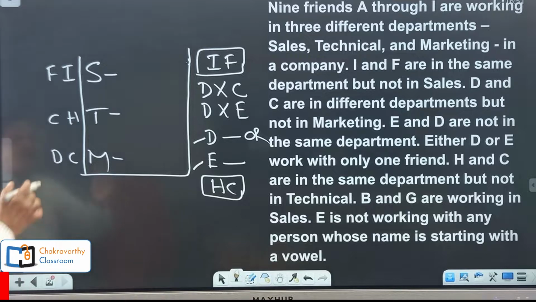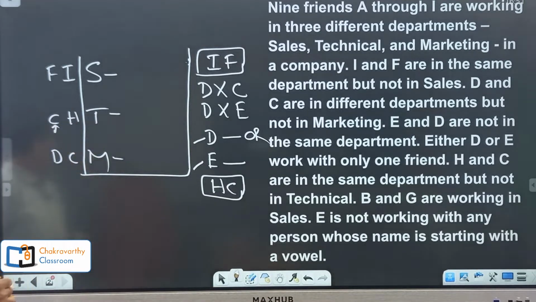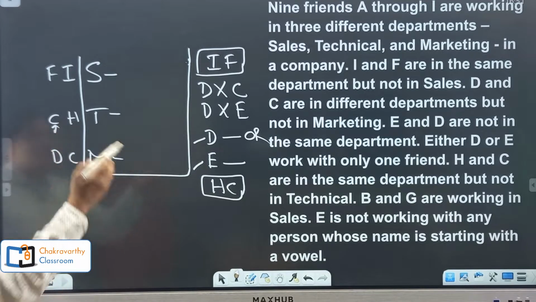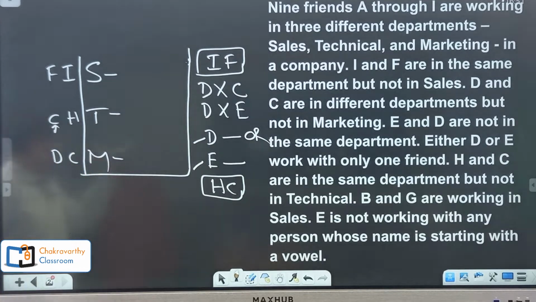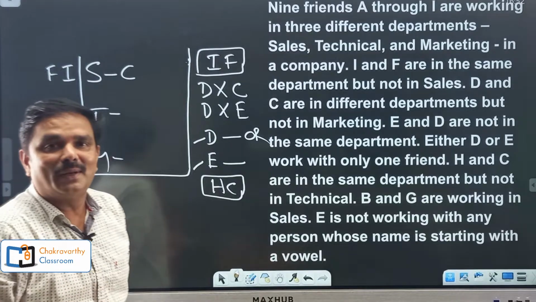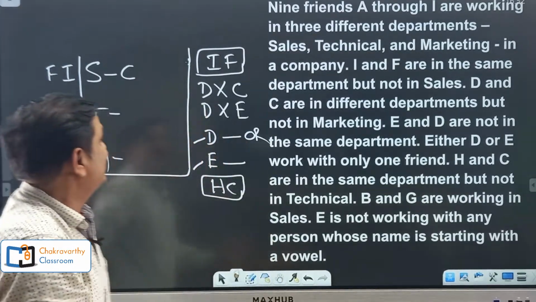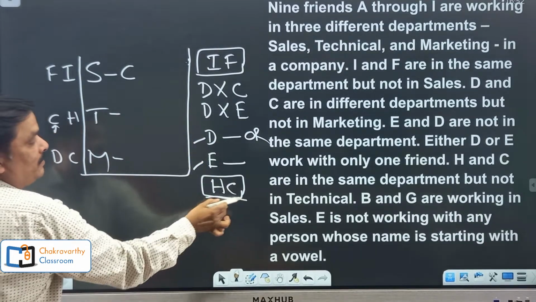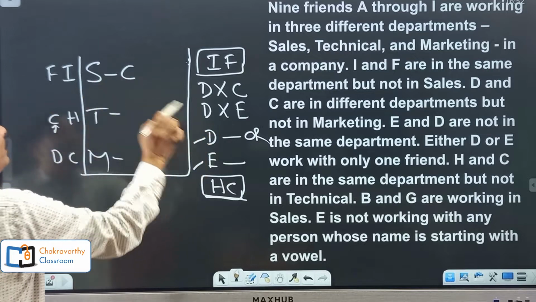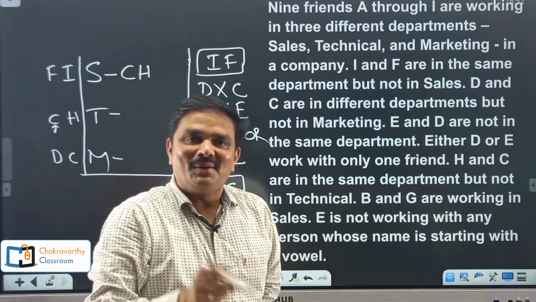How? Simply on the negative side you see, C cannot be in technical department, and again C cannot be in marketing department. When C is not in technical or marketing, definitely C must be in sales. As simple as this one. This is the beauty of the elimination process. Got it? Next you see one more information, H and C must be together. Alright, whenever I keep C here, definitely H should be here. As simple as this one. Now you got the idea?